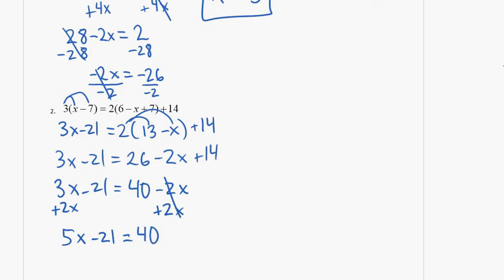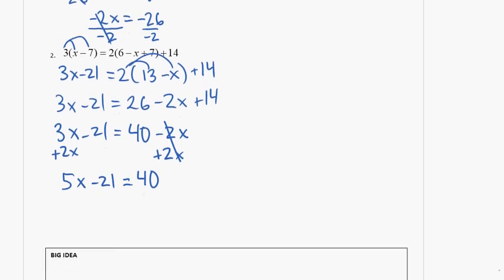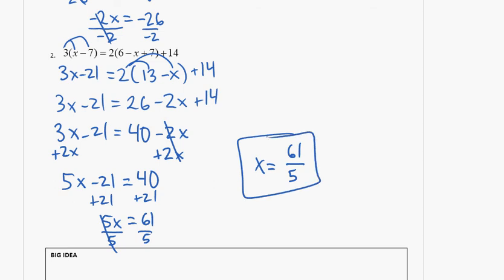And then we just finish this out now that we've got all the x's on the same side. This 21 is being subtracted, so I'll have to add 21 to both sides. 5x equals 61. And this 5 is multiplying the x, so I have to divide both sides by 5 to get the x by itself, and x equals 61 fifths.